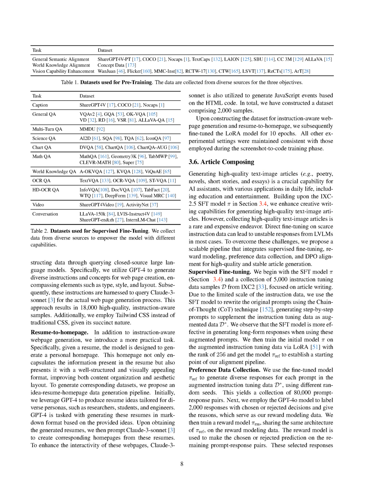Section Summary. In this section, we enhance the IXC 2.5 capabilities by enabling automated web page generation. We train models using datasets like WebSight and Stack v2 to improve HTML and CSS generation, introduce instruction-aware web page and resume-to-homepage generation tasks, and fine-tune the LoRA model for these tasks. Additionally, we propose a scalable pipeline for high-quality text-image article generation, incorporating supervised fine-tuning, reward modeling, preference data collection, and DPO alignment to improve stability and quality in generating articles.